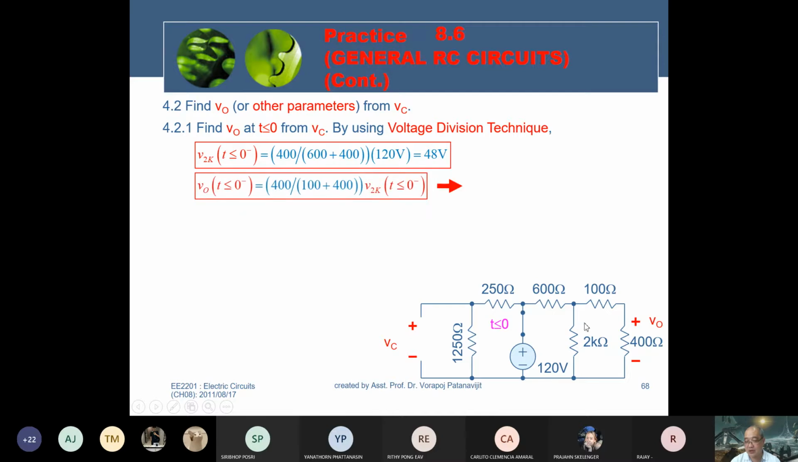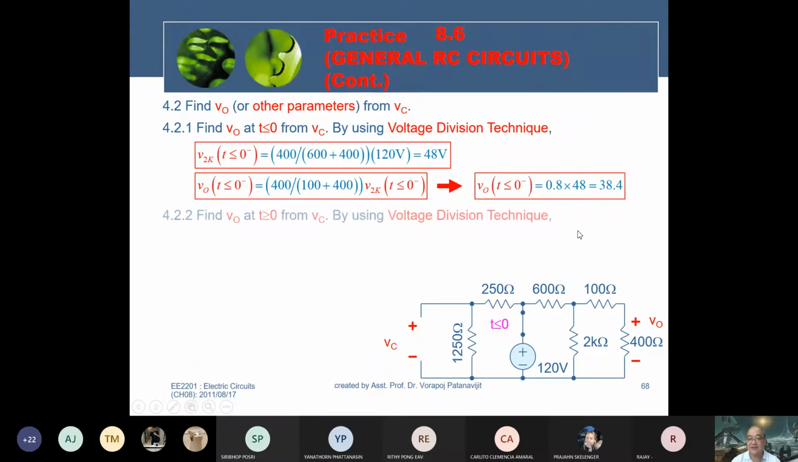After you know the voltage across the 2K ohm, you use the voltage divider to split it between the 100 ohm and 400 ohm. VO equals the voltage across the 2K ohm, multiplied by 400, divided by the sum of them, 100 plus 400. You get the voltage across the 400 ohm by using two steps of the voltage divider, and you get 38.4 volt.